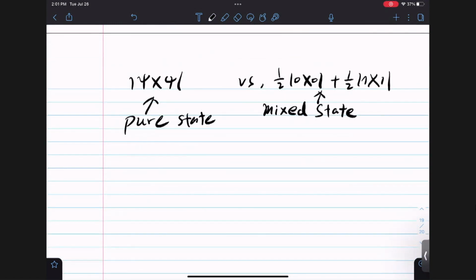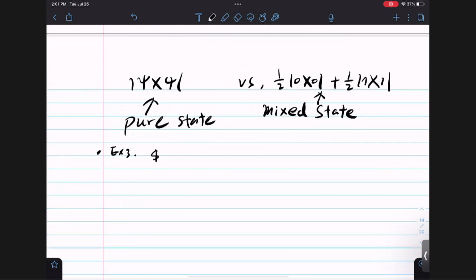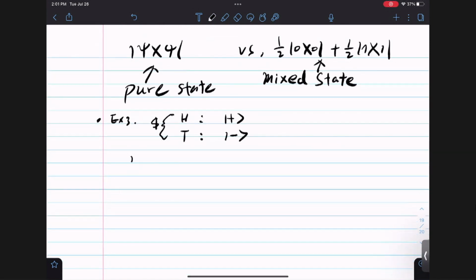Okay. All right. Now, let's look at another example. Similar to the earlier one, we're going to flip a coin. If it's heads, we prepare ket plus. If it's tails, we prepare ket minus. I want you to figure out what the resulting state will look like in this density matrix form.